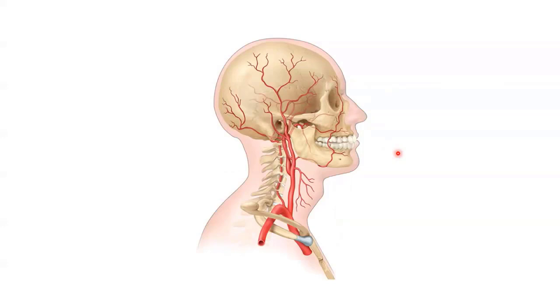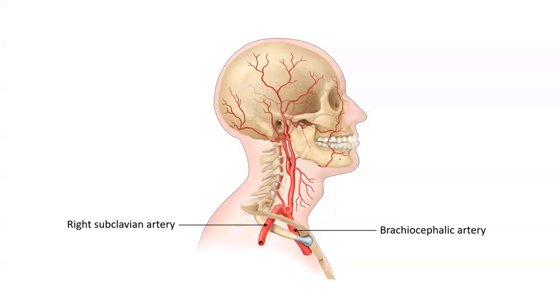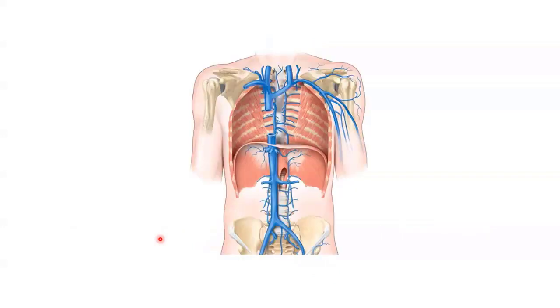Looking at those vessels from another angle, we have our brachiocephalic artery here, our right subclavian artery going under the clavicle there, and then our right common carotid artery going up the right side of the neck here. On the other side, which we can't see on this image, we would have our left common carotid artery running up the left side of the neck, branching directly off the aorta, and we would have a left subclavian artery also branching directly off that aortic vessel.